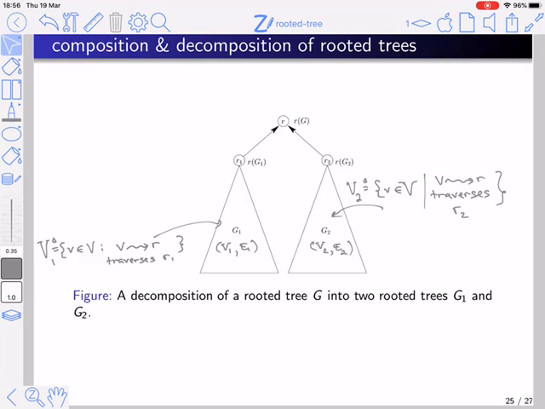What is composition? Composition is the situation in which we start with G1 and G2, each of which is a rooted tree. G1 is rooted in R1, and G2 is rooted in R2. And now what we do is we introduce a new node, and we connect R1 with a new fresh edge to R, and R2 with an edge to R. And now we get a new DAG, a bigger DAG, which consists of G1, G2, and the edges from R1 to R and from R2 to R. That would be composition.